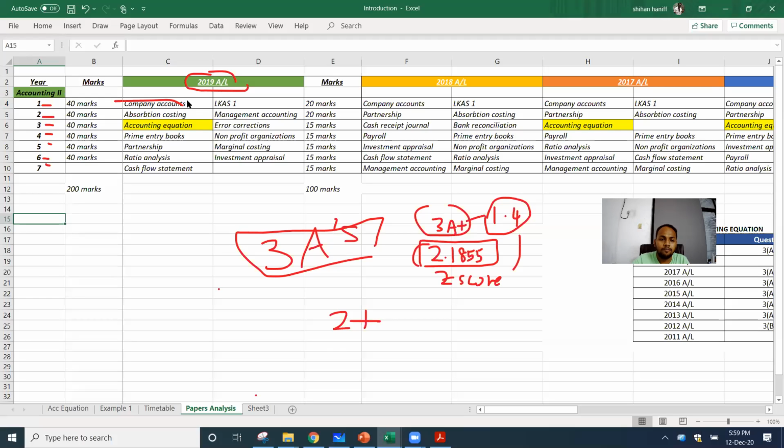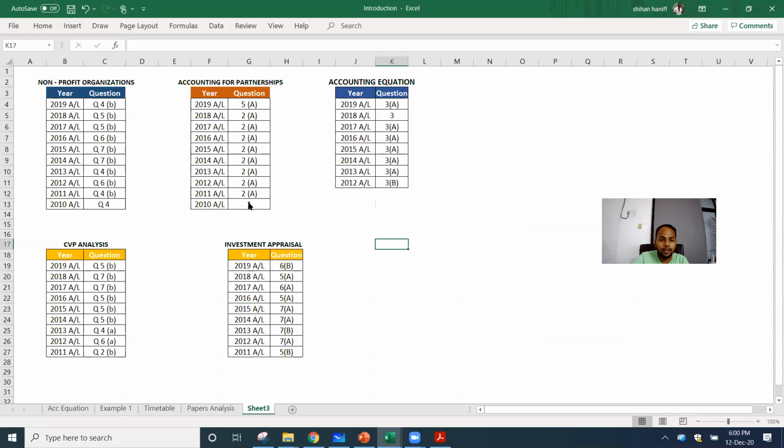So question number 1, what is the question? Right? In 2019 it's company accounts, 2018 is company accounts, 17 company accounts. So you analyze. Then question number 2, you analyze everything. Question number 3. Likewise, first you need to have everything on one page. After that, once we complete one chapter, let's say the first chapter, the introduction to accounting, is completed, all the past papers related to introduction to accounting should be done. So you analyze something like this.